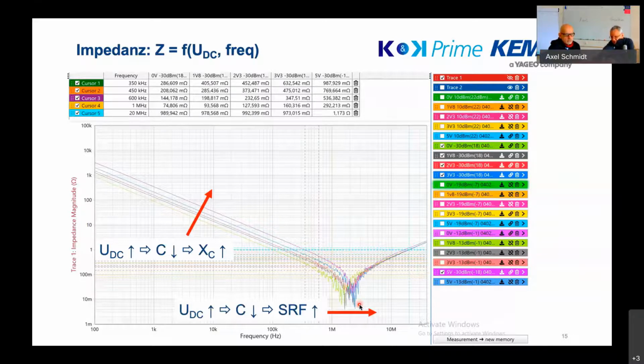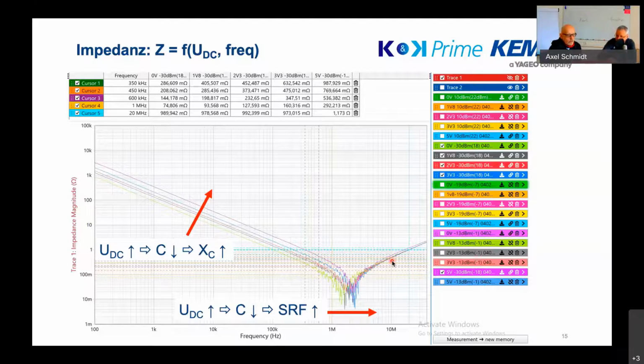However, and that's only got from experts, above the self-resonance frequency in this area, you don't see any impact of the DC bias. That means in this frequency range above the self-resonance frequency, it's mainly the ESL and the ESR dominating the behavior of the capacitor. And as the ESL depends on the number of layers and the mechanical setup, this does not change with voltage.